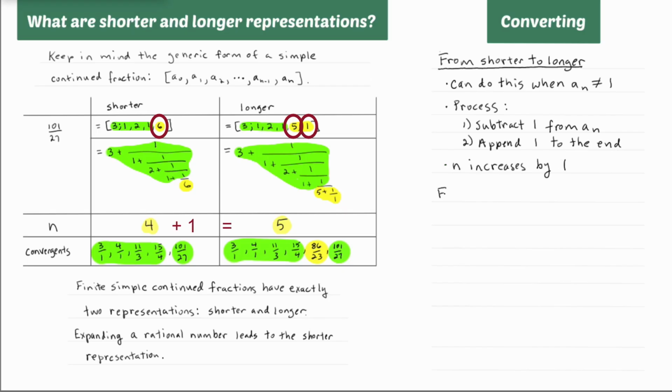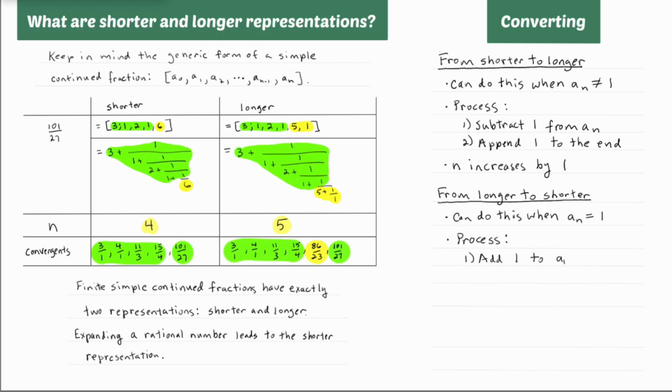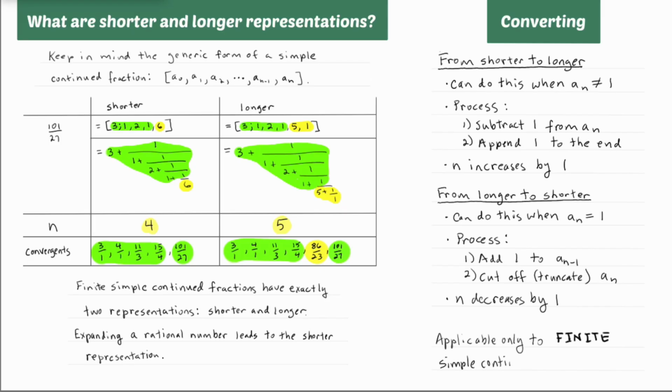Now let's talk about going the other way, from longer to shorter. We can convert from longer to shorter if a sub n equals 1. All you do is add 1 to a sub n minus 1 and cut off or truncate the original a sub n. When you do this, n decreases by 1. I should emphasize that all this is for finite simple continued fractions. Infinite simple continued fractions don't end, so they don't have a last term, what we're calling a sub n in this video.